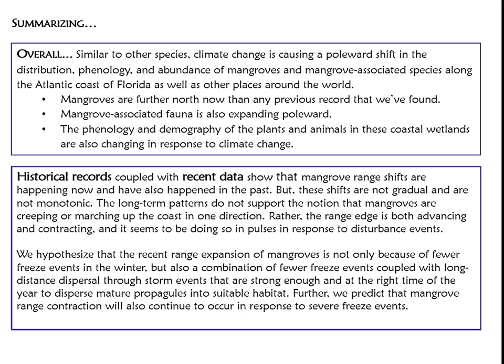I hypothesize that the recent range expansion is not only because of fewer freeze events, but also a combination of fewer freeze events coupled with long-distance dispersal through storm events that are strong enough and at the right time of the year to disperse mature propagules. And we predict that mangroves' range contraction will continue to occur in response to these severe freeze events.